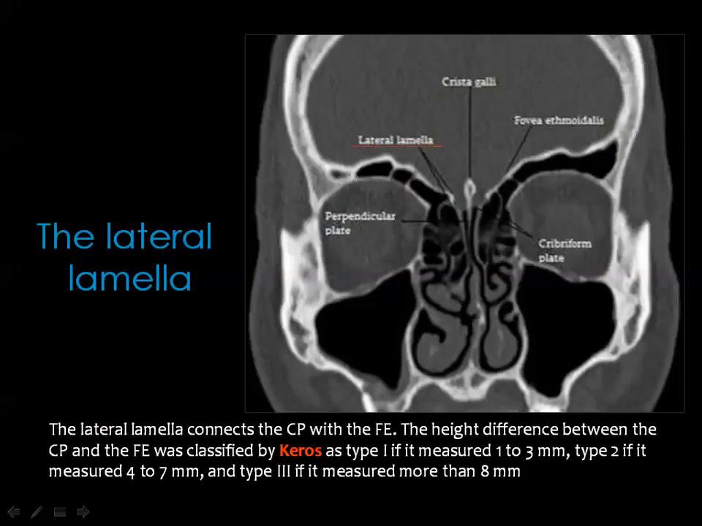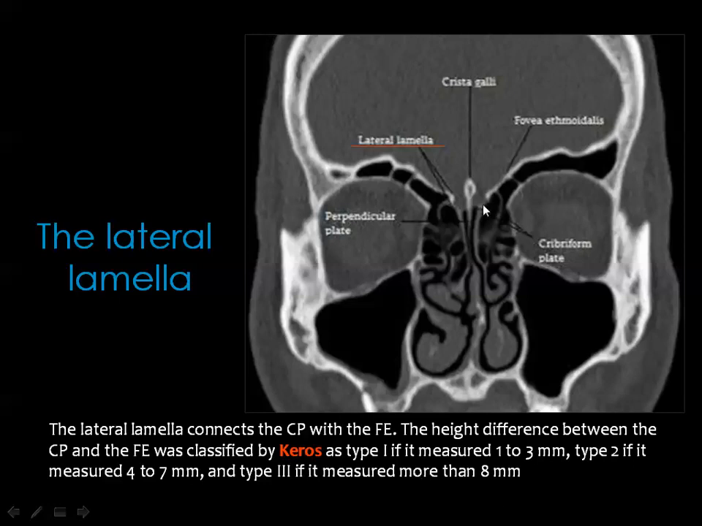Then this is what we call the lateral lamella, which is part of the anterior skull base. As I have mentioned, this is the cribriform plate of ethmoids, and this is the crista galli. Then the lateral lamella is the junction between the cribriform plate of ethmoids and another structure present here known as the fovea ethmoidalis. So the lateral lamella is the intermediate zone between the cribriform plate and the fovea ethmoidalis.